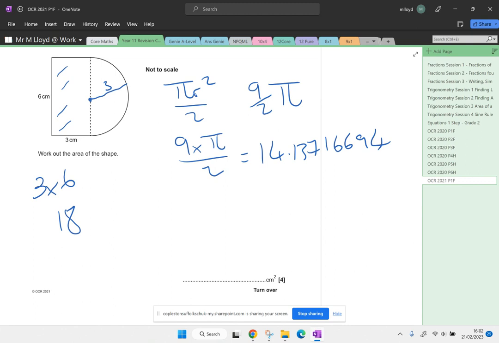Now we're going to add that 18 to the 14.13, and I'm going to write down that I've added it as well, because that is potentially, now that one's not a method mark, but it could be when you do your exam, and that gives us 32.1, and I'm going to round it to 1 decimal place like that. Leave it there. 4 marks. Happy days.